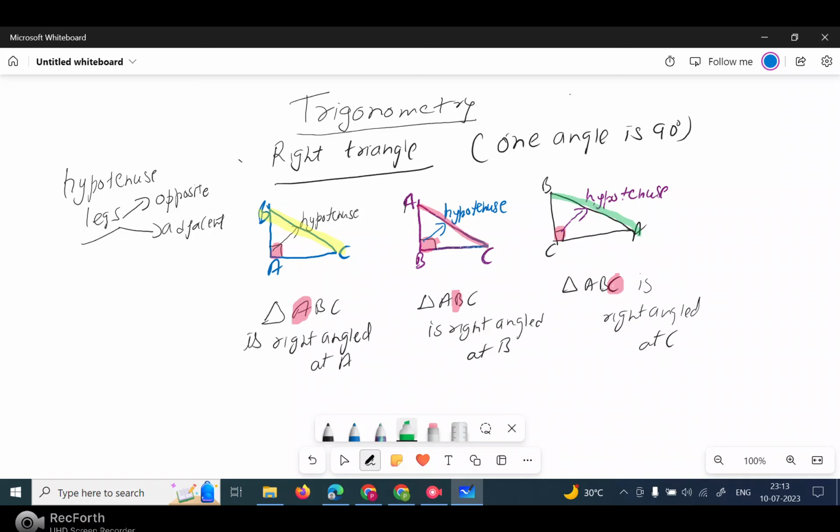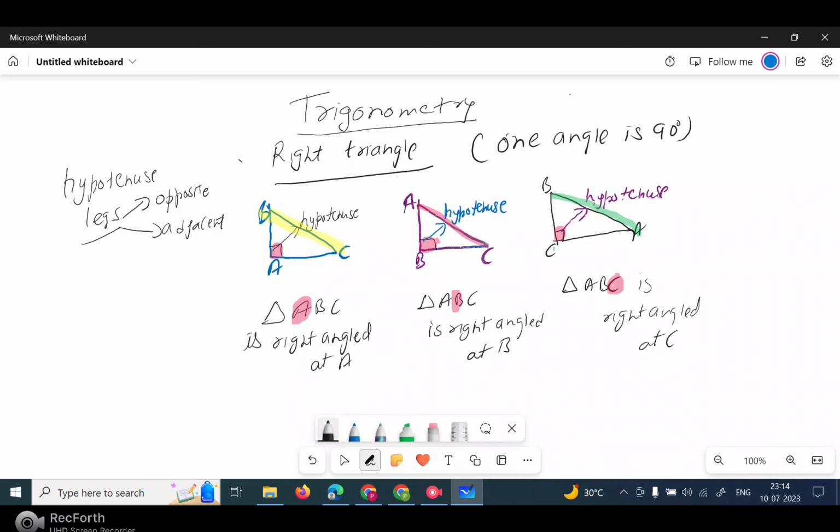This is my hypotenuse. Now the position of the hypotenuse, if you look at the three triangles, is every time opposite to the right angle. But you have to be careful about the right angle. In this figure, the right angle is at A. In this figure, the right angle is at B. In this figure, the right angle is at C. So what is the difference? The difference is the position of the right angle in all these three triangles.